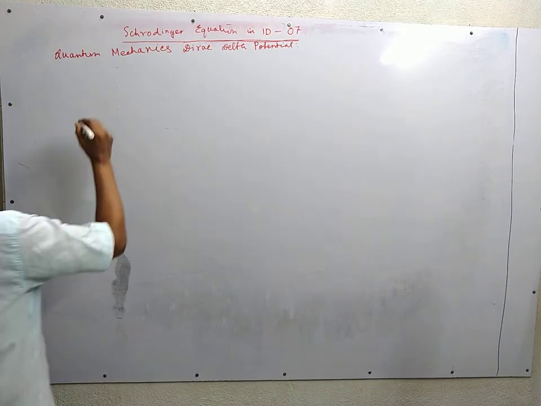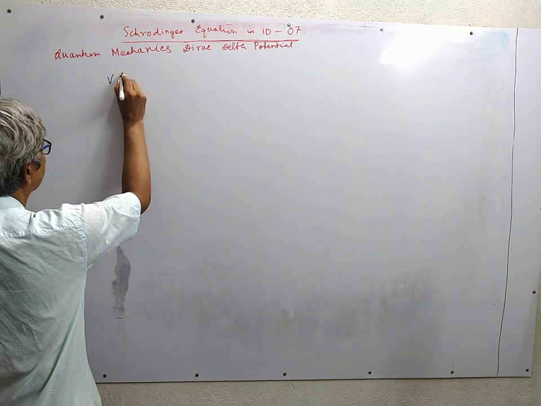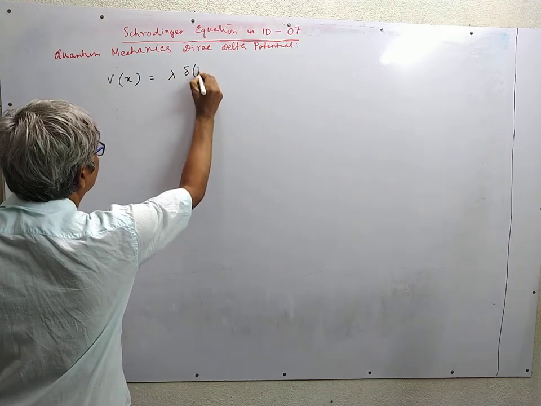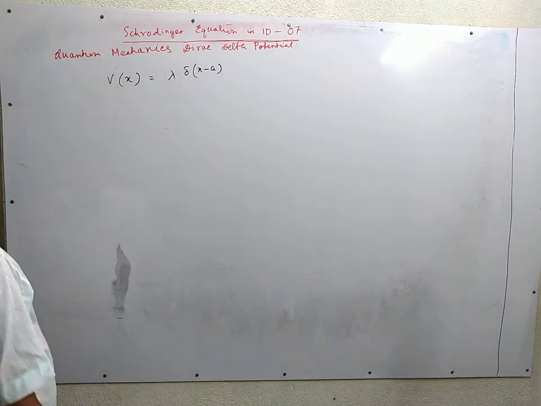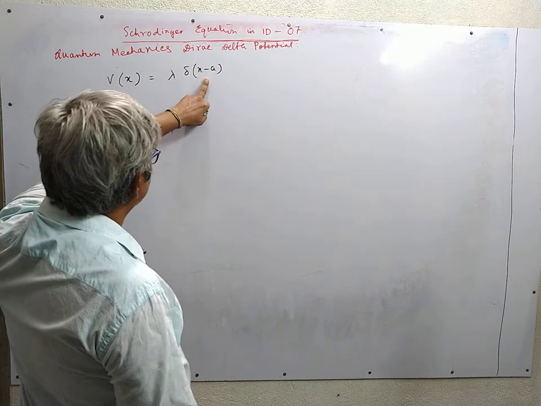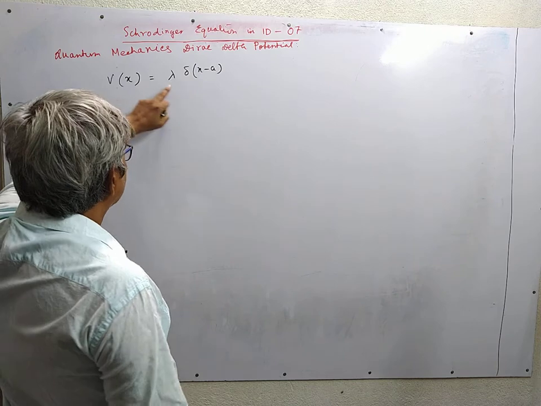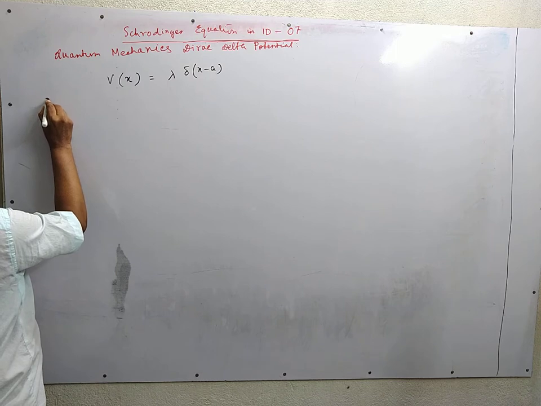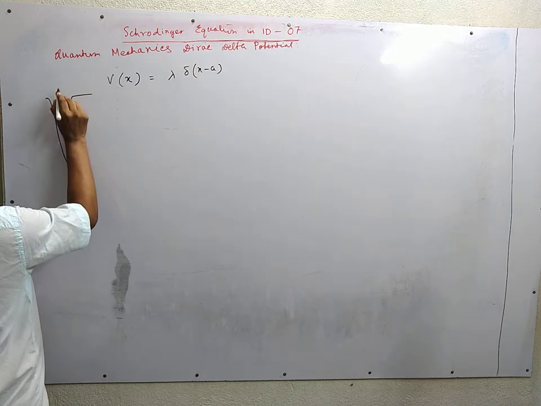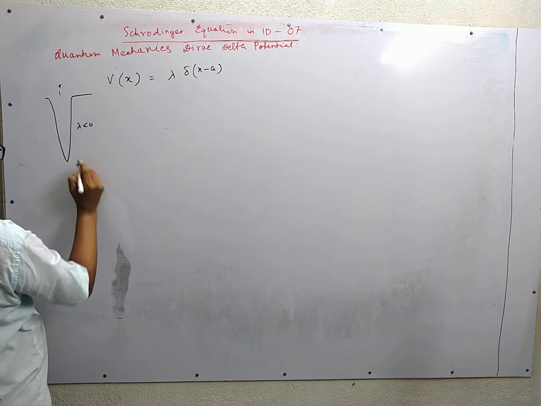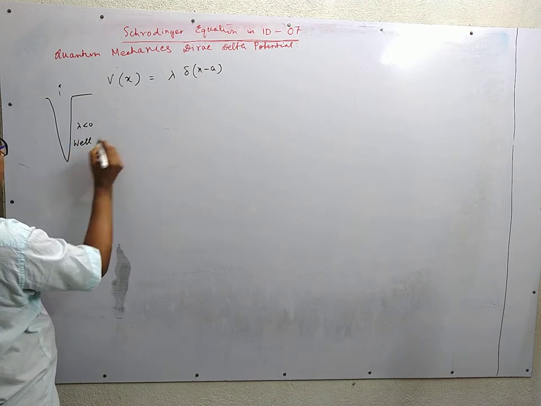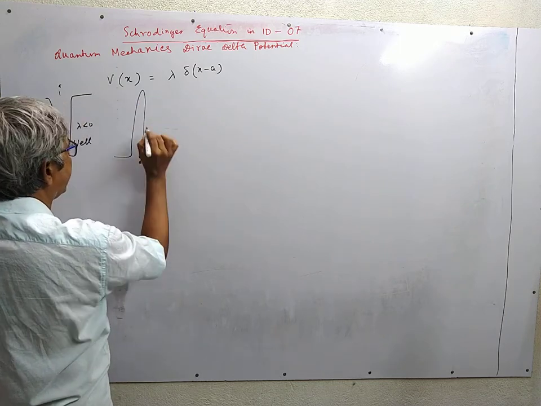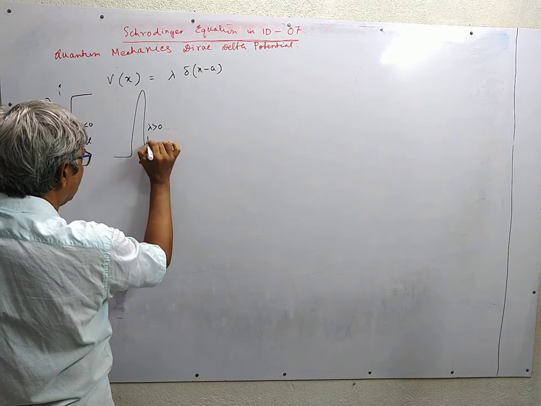take an example of a Dirac delta potential, that is, for a particle moving in one dimension, the potential is given by lambda delta of x minus a. So there is a discontinuity of potential at x equal to a, and the strength of the potential is lambda. If lambda is less than 0, this is a delta well, and if lambda is greater than 0, this is a delta barrier.